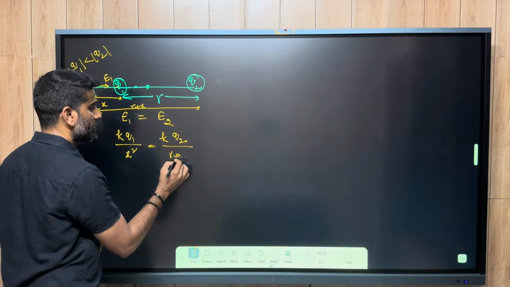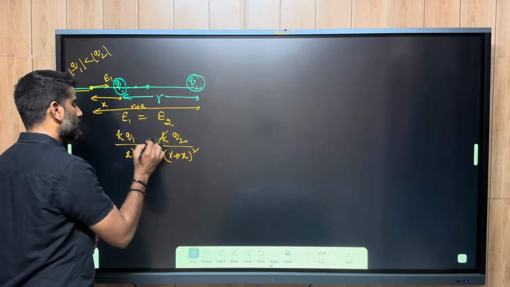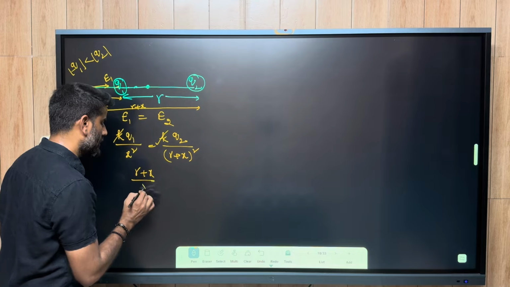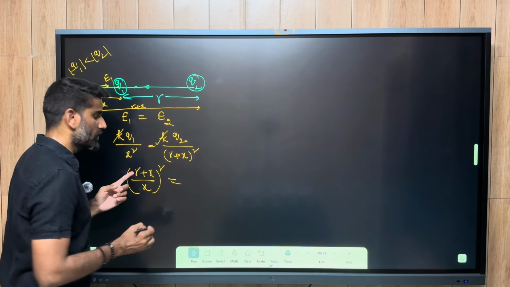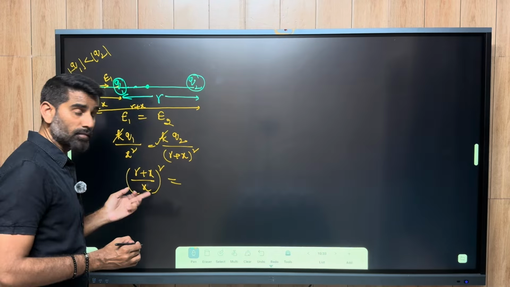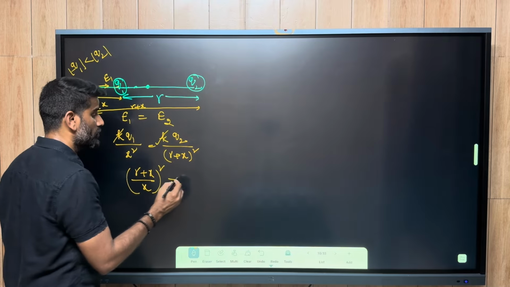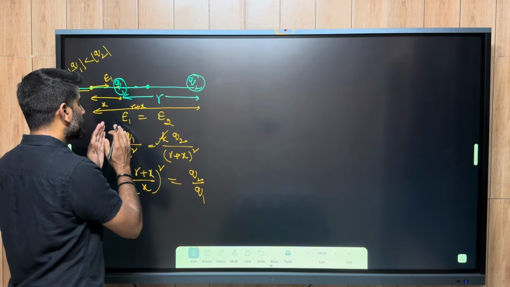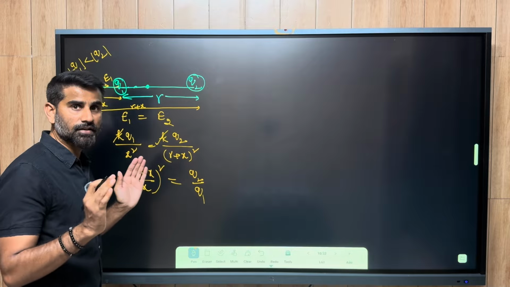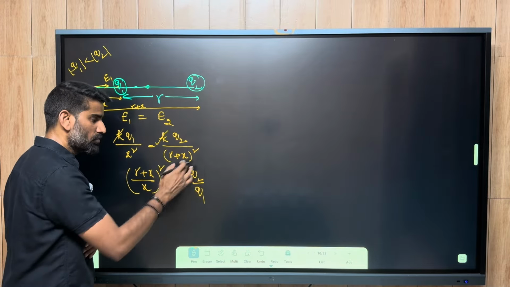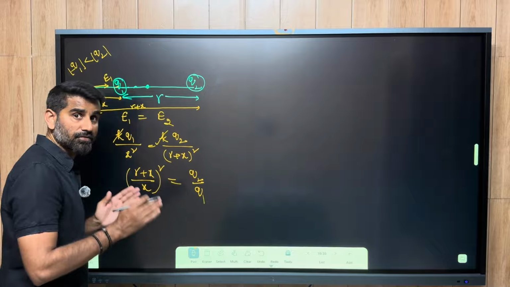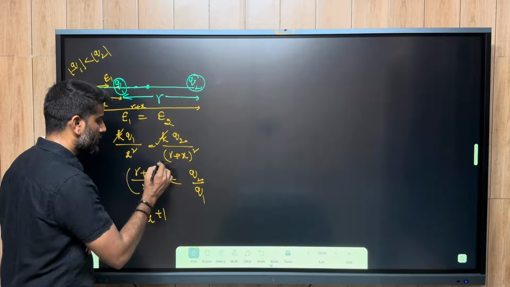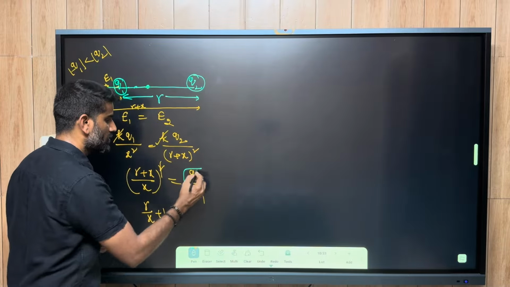So I am writing here r plus x whole square. Cancelling k and rearranging this equation, we get r plus x by x whole square equals q2 by q1. In the earlier case we got r minus x by x, but in this case you will get r plus x by x whole square. As I have already mentioned, I have taken the magnitudes only. I haven't considered the negative sign because I am using the magnitudes of charges in the formula. So r by x plus 1 whole square, the square can be cancelled, and I can put a root here.